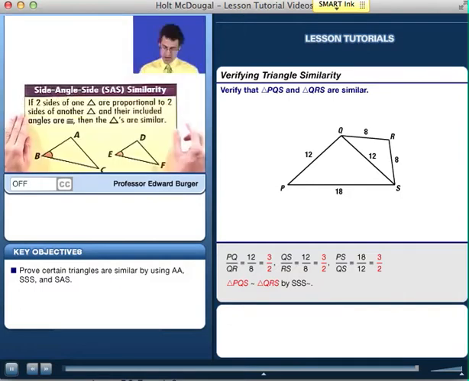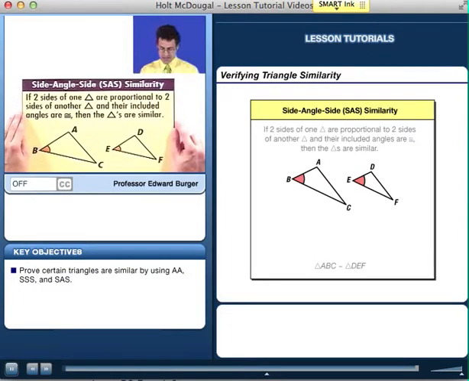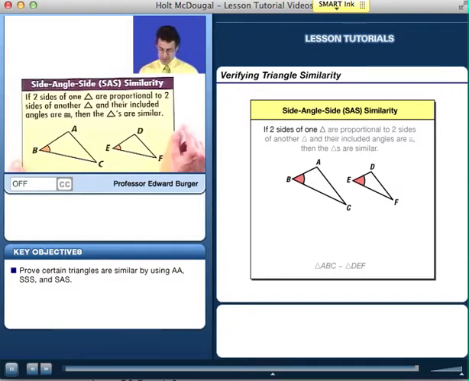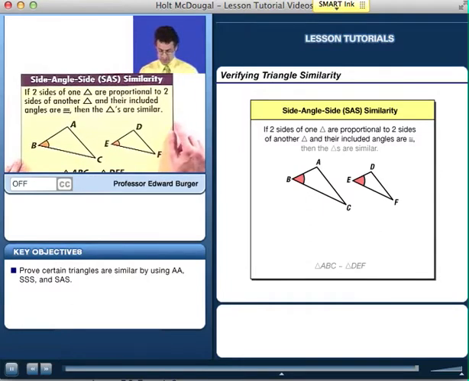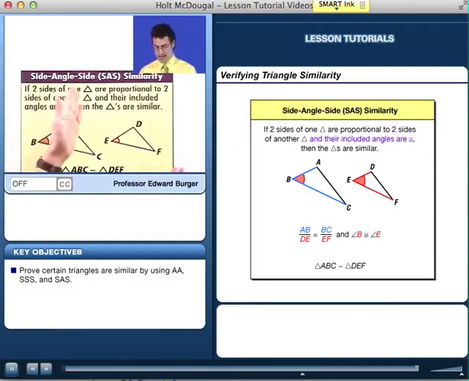So you can see parallels with other results. Anyway, side-angle-side similarity. If two sides of one triangle are proportional to two sides of another triangle, and the angles included between them are congruent, then the triangles are similar. So if this side is proportional to this, and this side is proportional to this, and the proportions of these pairs are equal, and these two angles are congruent, then we can conclude by side-angle-side similarity that these two triangles are similar.